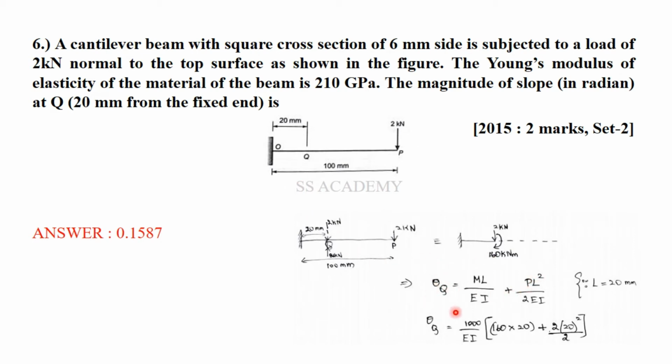Remember these two formulae, we have seen them in many questions. That's why I have emphasized you to remember these formulae for a cantilever beam with point load at the end, with slope at the end, sorry, with the moment at the end. Remember this? This is actually kilonewton millimeter.